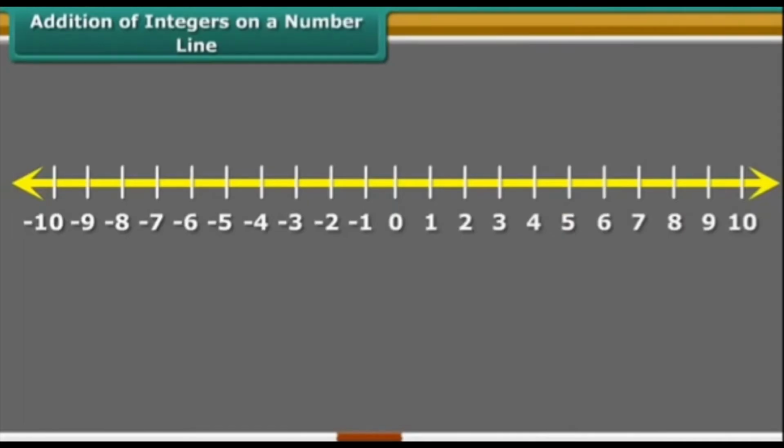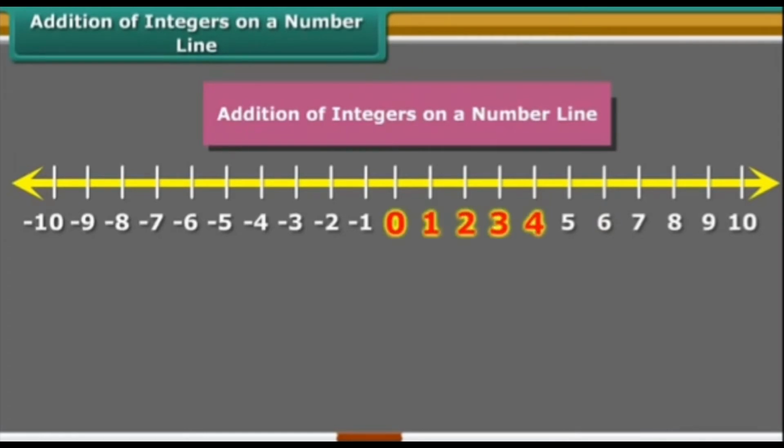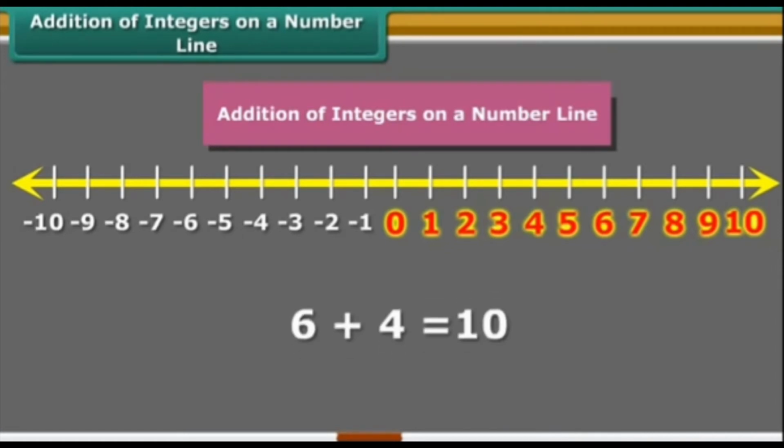Students, now we learn addition of two positive integers on a number line. If we add 6 and 4 on the number line, first we move 6 steps to the right from 0, reaching 6. And then we move 4 more steps to the right of 6 and reach 10. Thus we get 6 plus 4 is equal to 10.